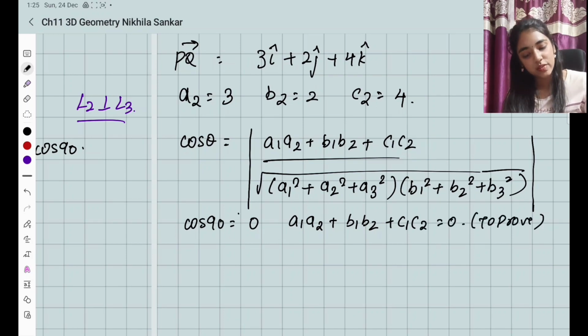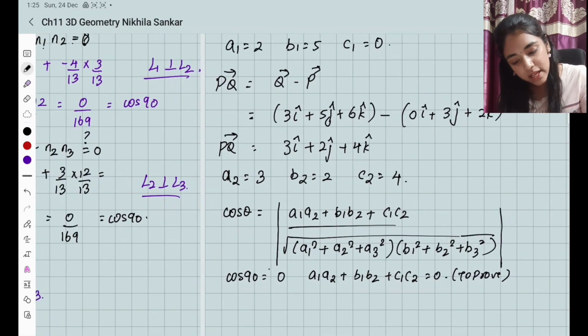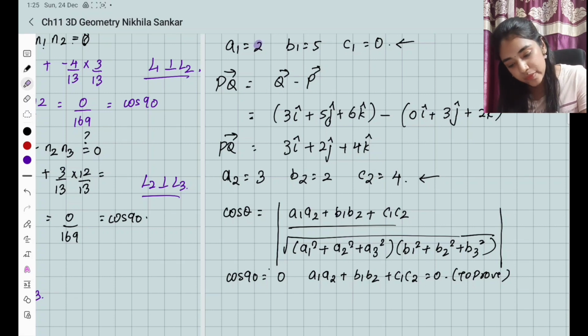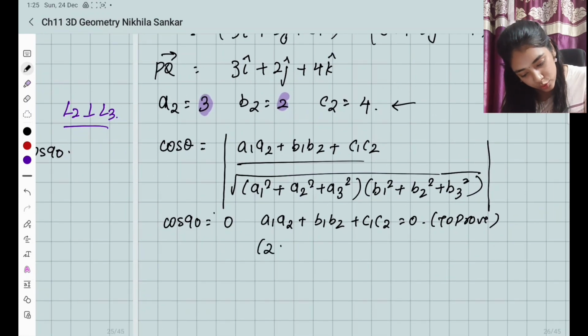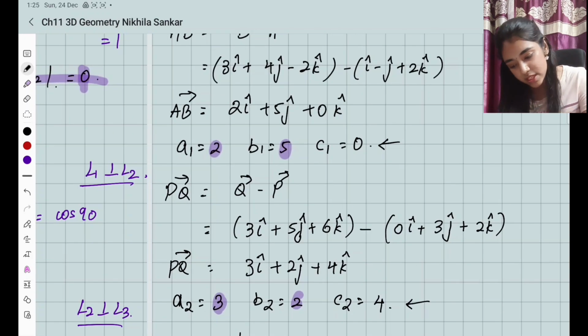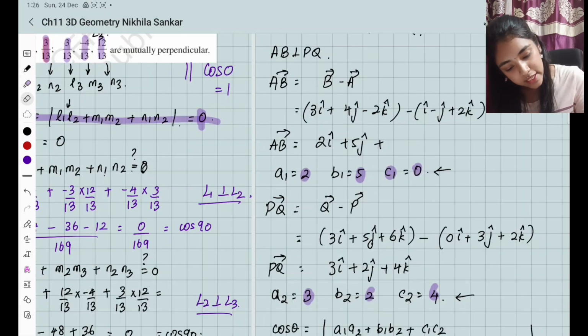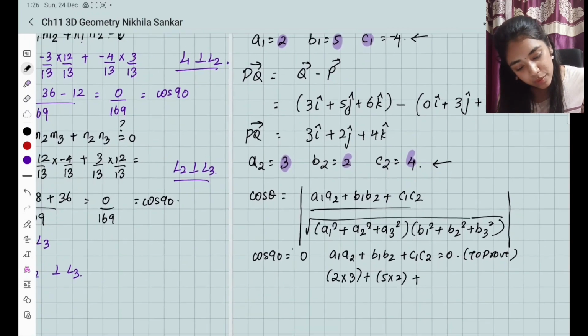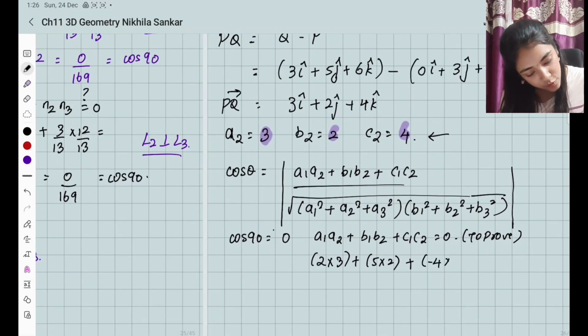Let me substitute the values we found and see. I have the A1 B1 C1 values here and the A2 B2 C2 values here. So I have 2 into 3 plus 5 into 2 plus what do I have for C1 C2? The value is minus 4. Okay, please change that. The value of C1 is minus 4, so please correct it. C1 C2 is going to be minus 4 into plus 4.